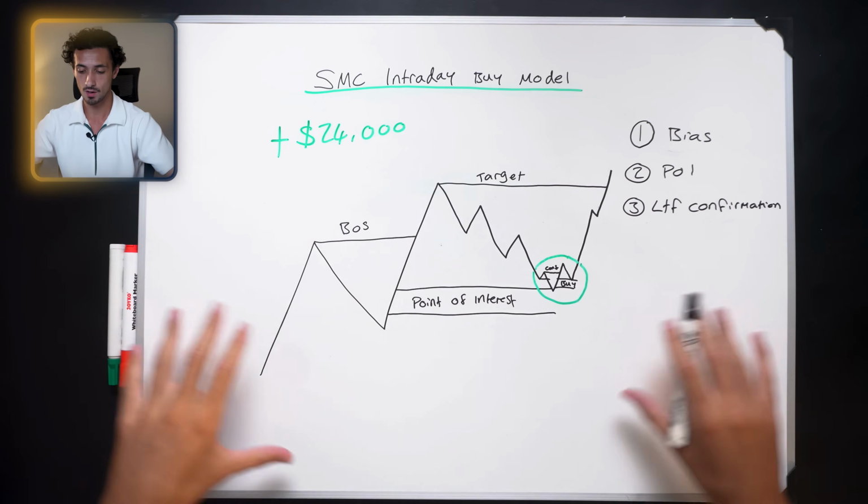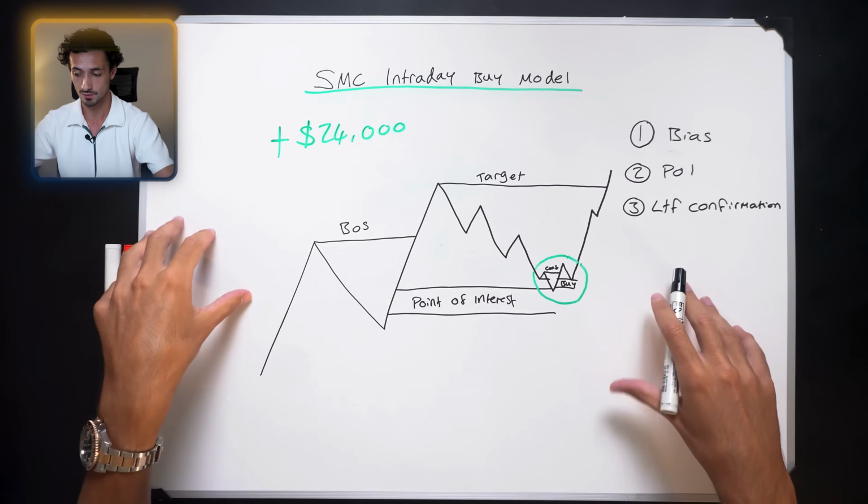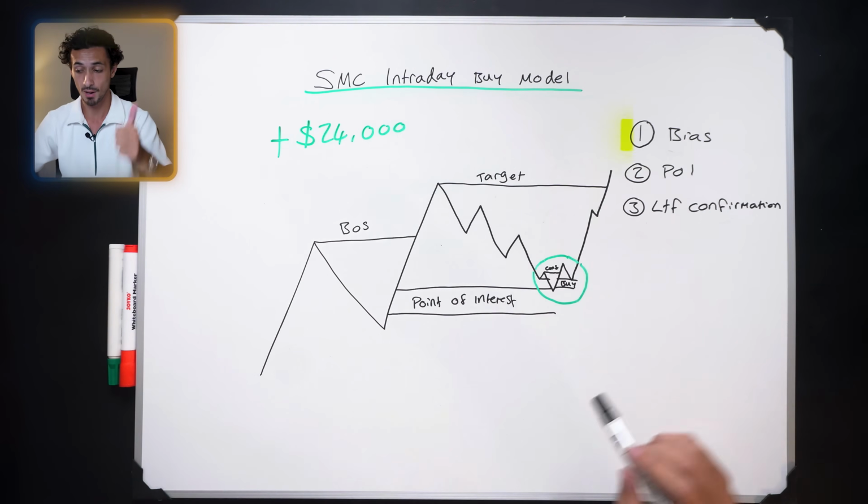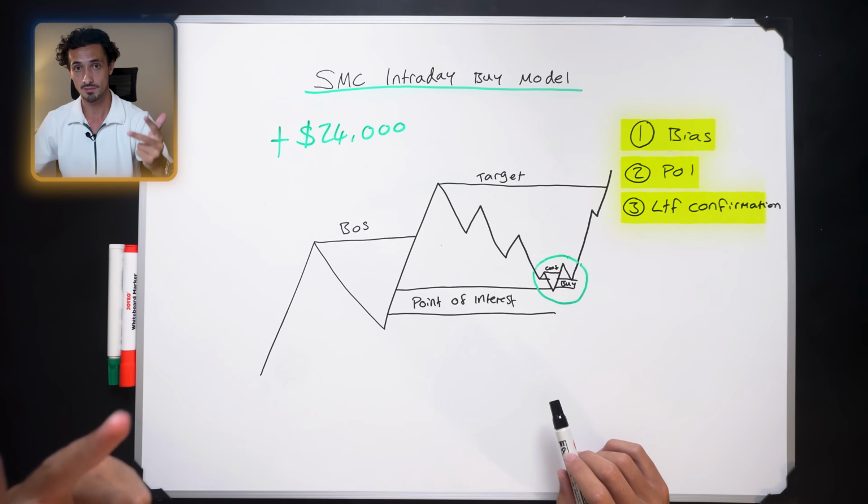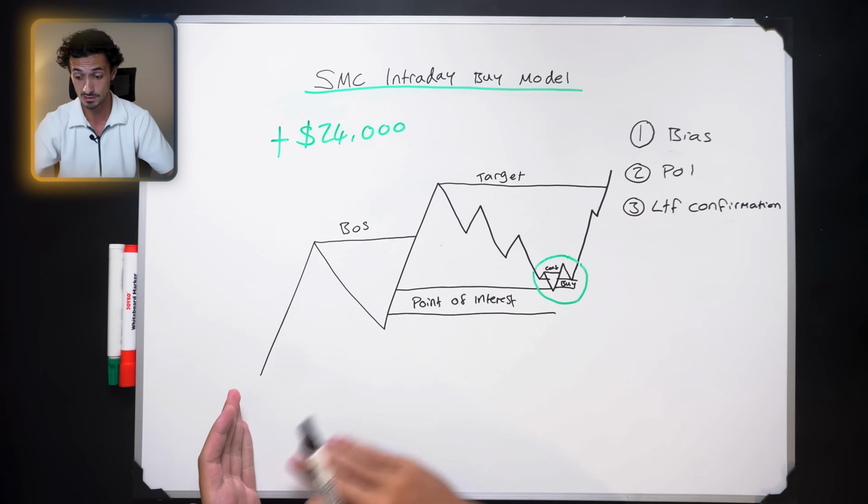So what you're seeing now on the board is the actual model itself. You can see there are just 3 steps. We just need bias, a point of interest, and lower time frame confirmation. And this is how simple this model actually looks.